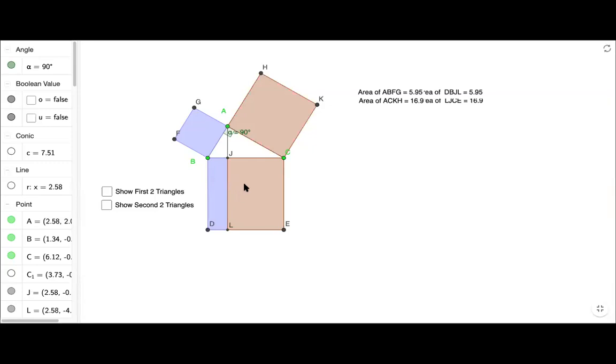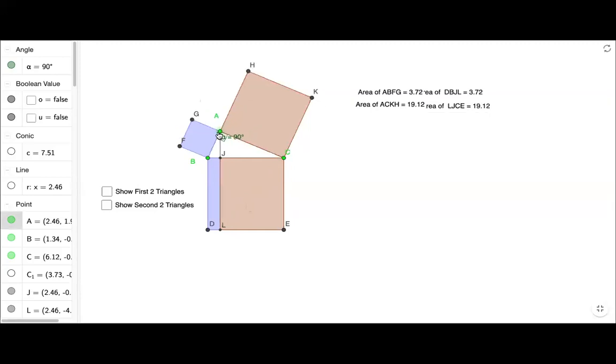And the plan is, and it's not easy to do this plan, but the plan is to prove that the blue square must have the same area as the blue rectangle, and the red square has the area of the red rectangle. And if both of those things are true, then A squared plus B squared, the blue square plus the red square, will equal this blue rectangle plus this red rectangle, but those 2 rectangles together become C squared. So that's the plan.